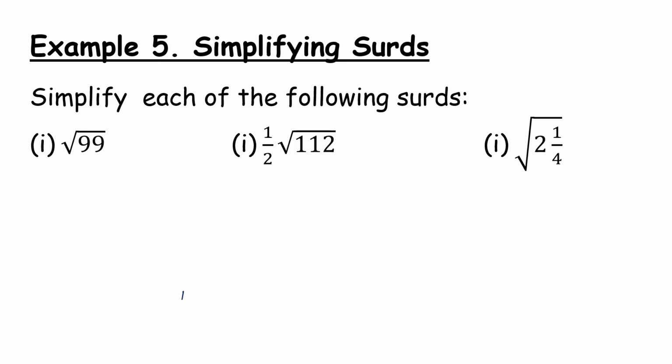Looking at that first one, hopefully everyone will see that 99 can be written as 9 times 11. Okay, and using the first property of surds, we can write that as the square root of 9, square root of 11, and we can simplify the square root of 9 to 3 root 11, and that's your answer. So always the same method. Is there a perfect square that we can divide in?